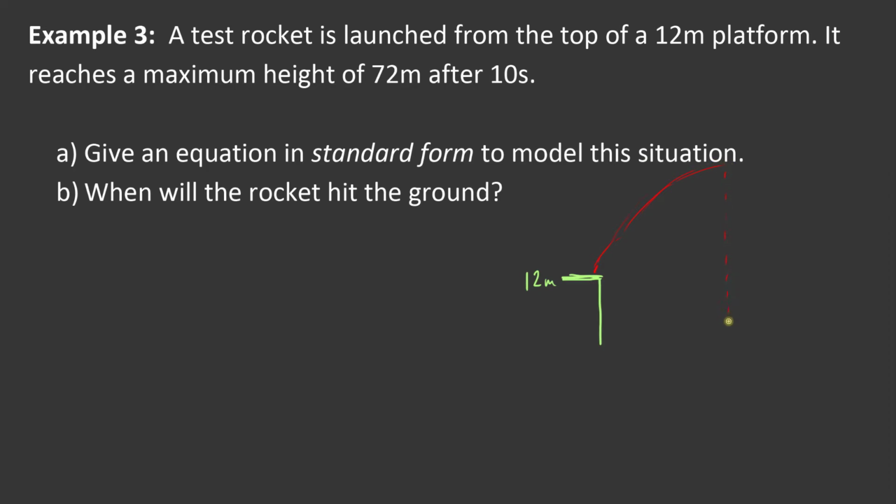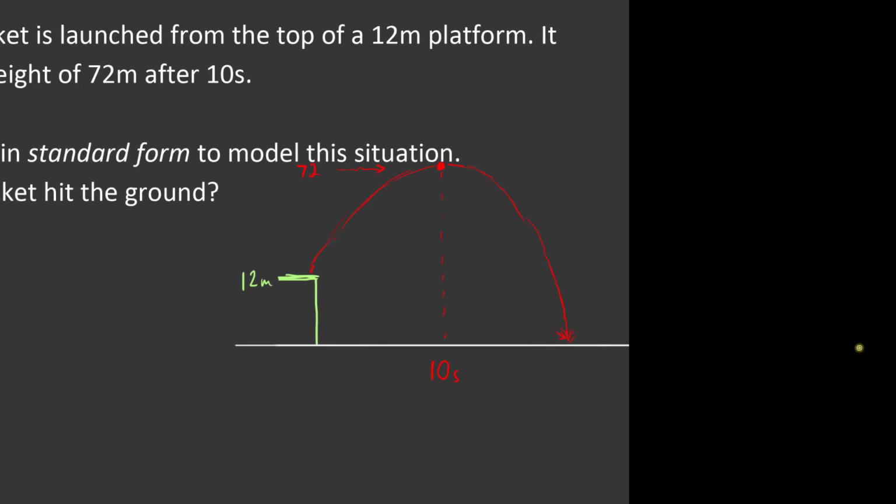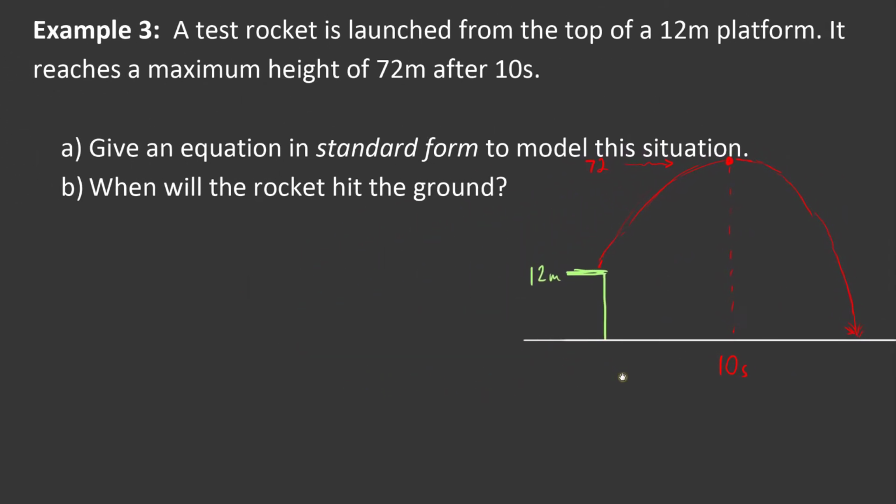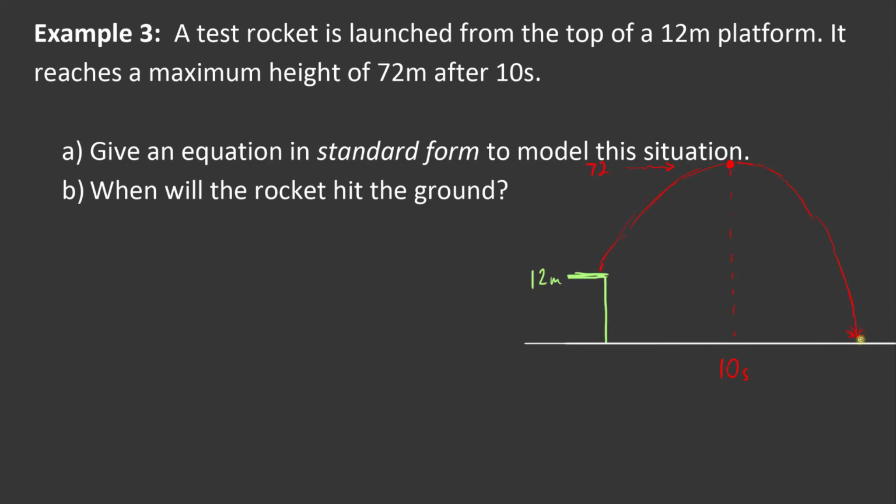So I know that this is 10 seconds, and I know that it's a height of 72. So let me just write that over here. 72 is that height. And presumably, that's going to continue to fall until it crash lands somewhere on the ground. That's my rocket. It's not like the Falcon 9 that can land on its own. And so we might say that the ground is like that. Okay, there we go. And it lands on the ground. And that would be one of my zeros. It says to give an equation in standard form to model this situation.